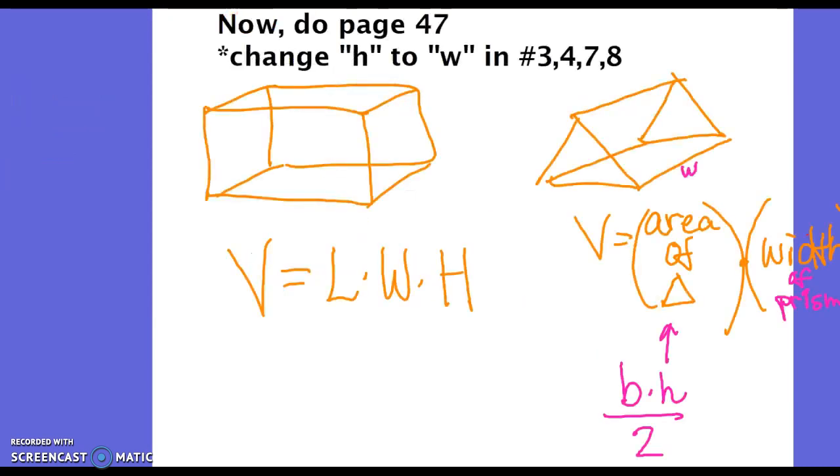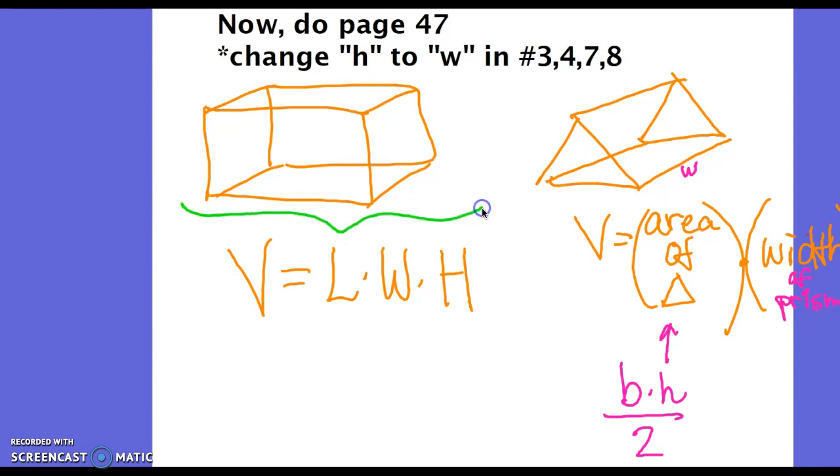Now what I'd like you to do is to get some practice at finding volume, and I want you to do page 47. I found in the past that the H's on page 47 were confusing to people, so you can change all the H's to W's in numbers 3, 4, 7, and 8 so that it sticks with the formula that I gave you. But basically we have two formulas that we're working with today.